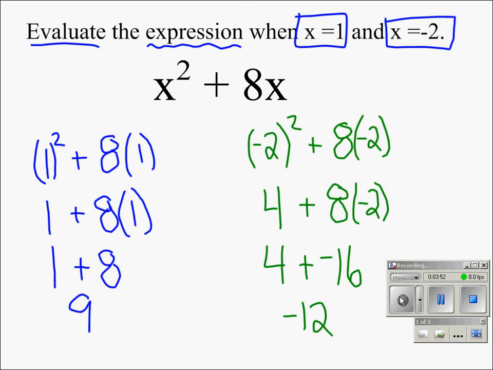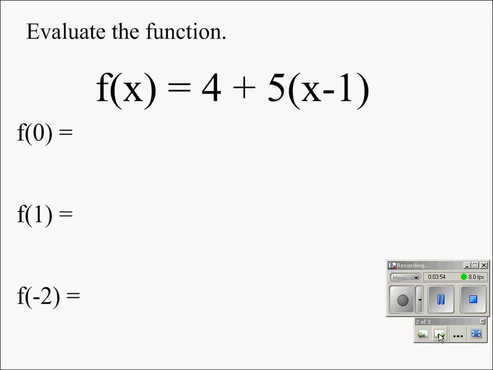Okay? Let's look at one more example today. We're going to evaluate the function. Again, evaluate means to solve, simplify, find the y value, find the solution, lots of things there. Okay, this time it's not an expression though, it's a function. And a function is just a fancy word for an equation. Often you graph functions, things like that.